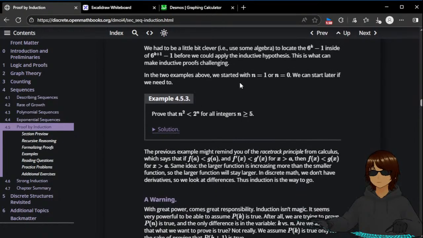In the above two examples, we started with n equal to 1 or n equal to 0. You can start later if we need to, for example, for all integers more than 5.